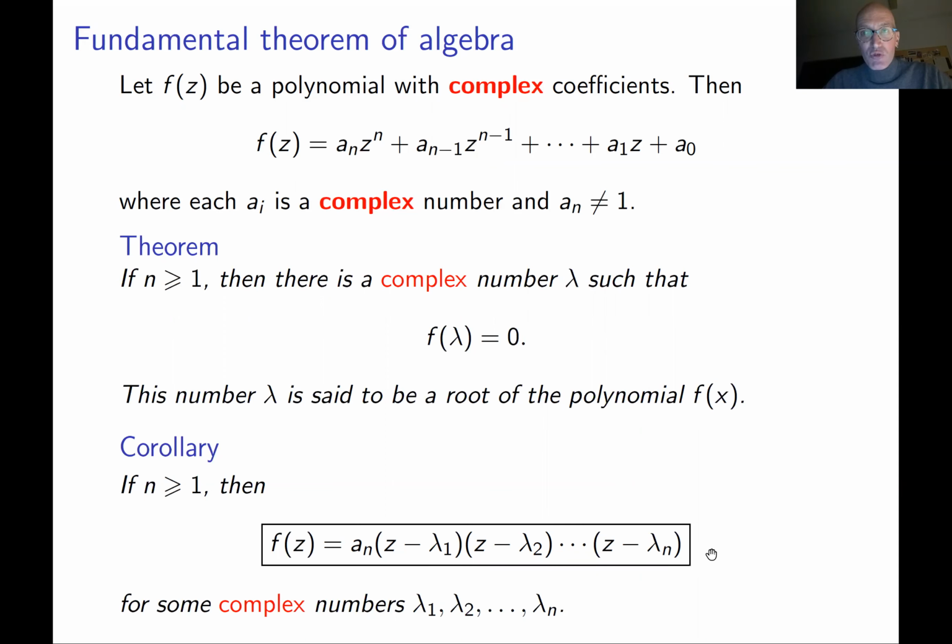They may be repeated roots, of course. And vice versa, as I already said, the theorem in the center of the slide implies the corollary if you know how to divide a polynomial by another polynomial with a remainder. We're not going to cover it now, but you can take a look at the lecture notes or in the book for more details to see what's going on.